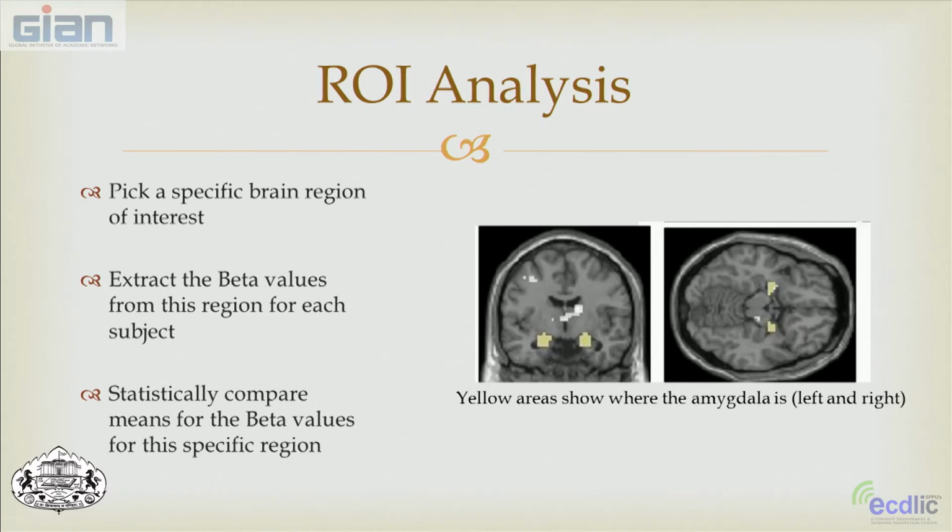And those yellow areas here show the left and right amygdala. So we might pull out the beta values for this task in the amygdala regions and compare these across participants. Okay, so that's it for this example. And let's take a little break and come back at 11 o'clock.